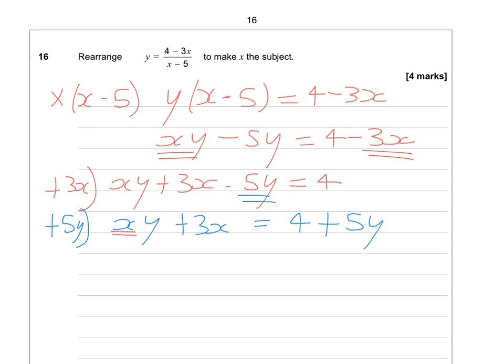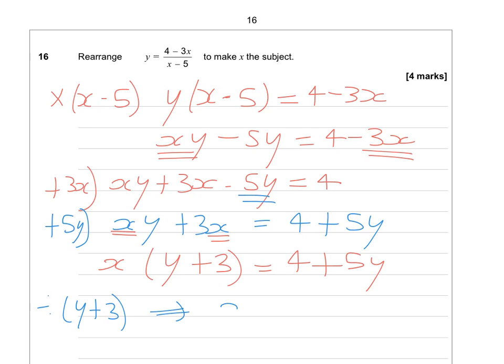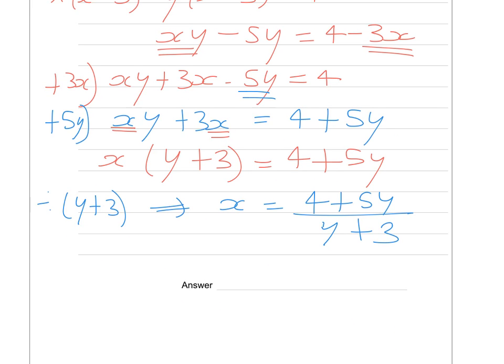Then factorise out x. So x bracket y plus 3 equals 4 plus 5y. And then divide by y plus 3, which gives x equals 4 plus 5y over y plus 3 as our final answer. And don't forget to write this in the actual answer space.